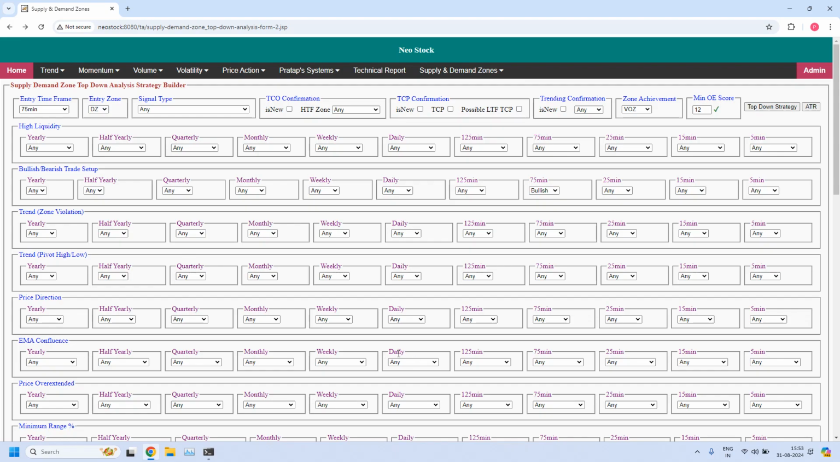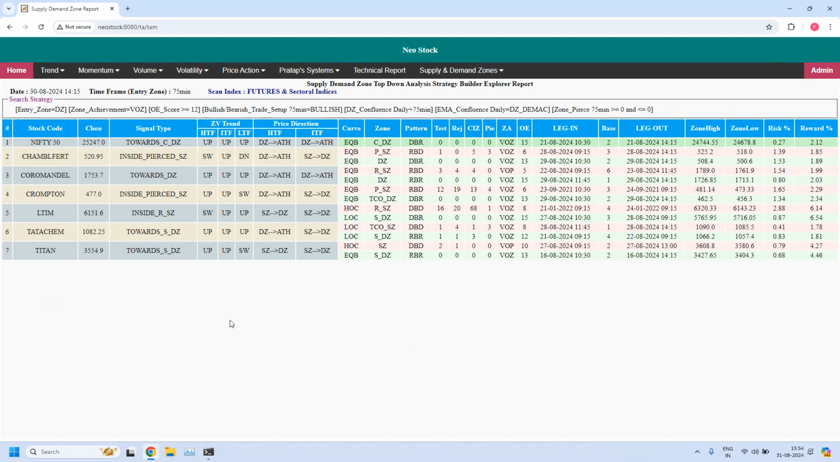So in the EMA confluence, the daily time frame, I am selecting daily demand zone with daily EMA confluence. Enable this filter. Let's filter the stocks. So all these 7 stocks are having daily EMA confluence. Excellent. All these 7 stocks, including Nifty 50, are providing a high probability trade setup. And some of these demand zones are also high liquidity zones.